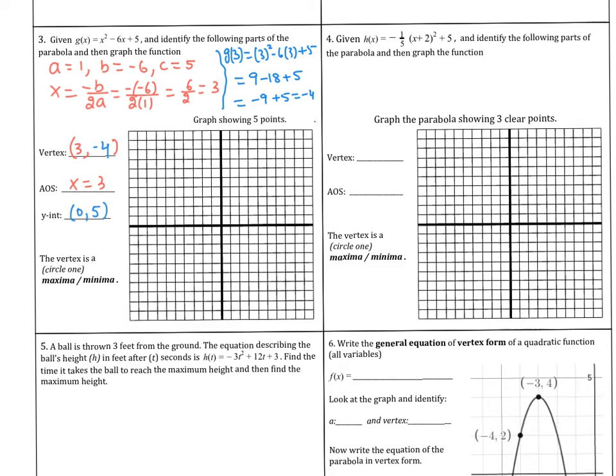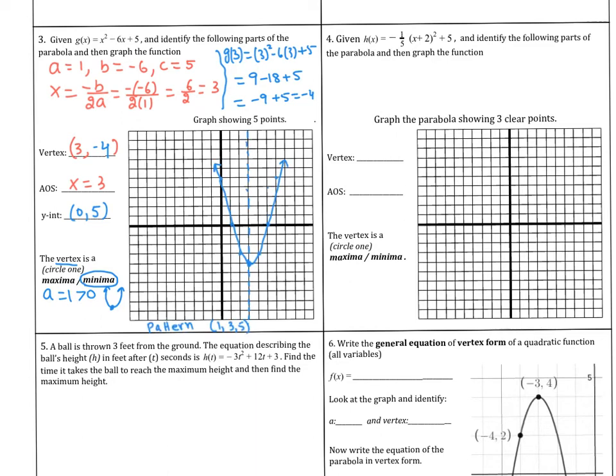So is the vertex a minimum or maximum? Once you see if it opens up or opens down, then it's easier to say if it is maximum or minimum for the vertex. So if you look at a is 1, which is greater than 0. It means that the parabola is going to open up. It means the vertex is all the way at the bottom and it's going to be a minimum.